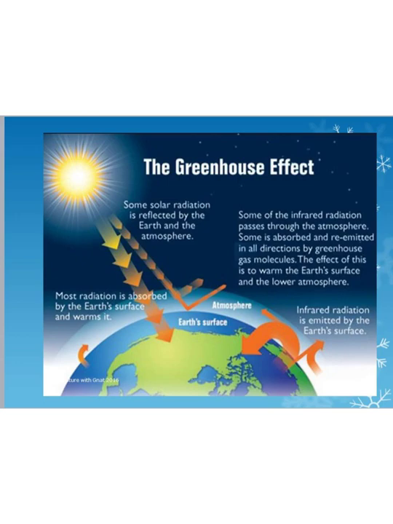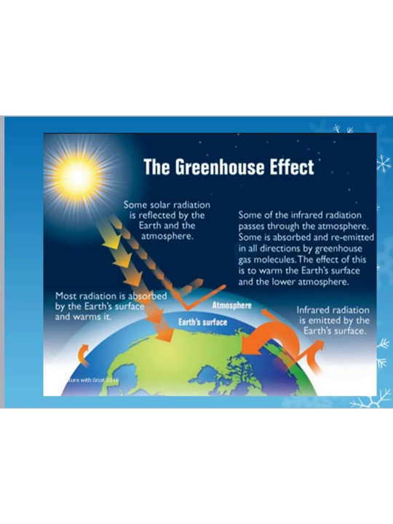The greenhouse effect, your first bullet is up on the right, the big paragraph there. So what's happening in the greenhouse effect is that some of the infrared radiation is passing through the atmosphere. Some of it is going to be absorbed, and some of it is going to be re-emitted in all directions by greenhouse gas molecules. The effect of this is to warm the Earth's surface and the lower atmosphere.